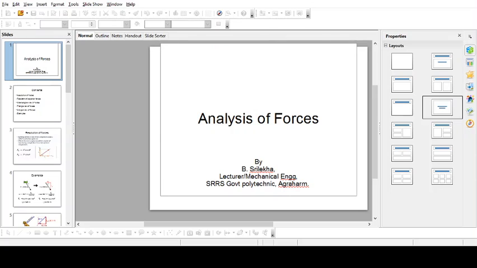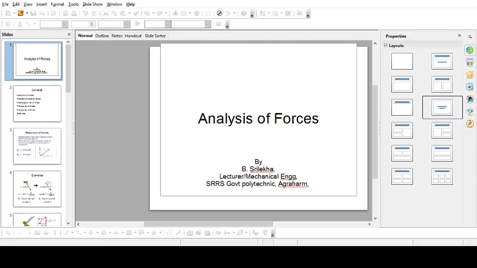Again, tan alpha would be P sin theta by P plus P cos theta. So at the denominator, if you take P common, then 1 plus cos theta.